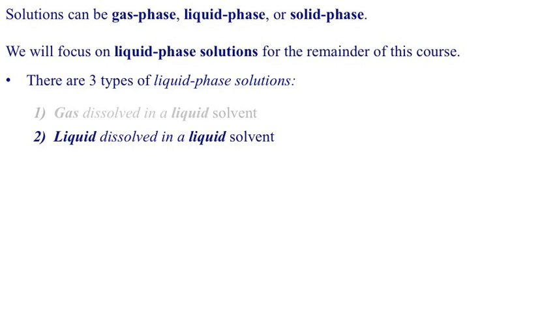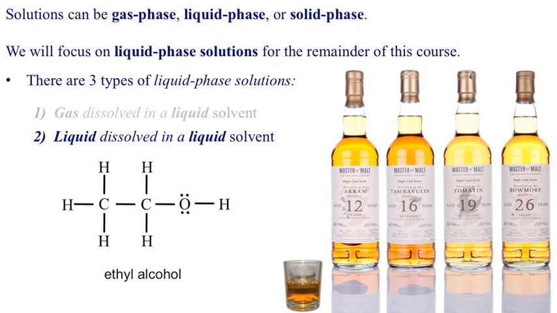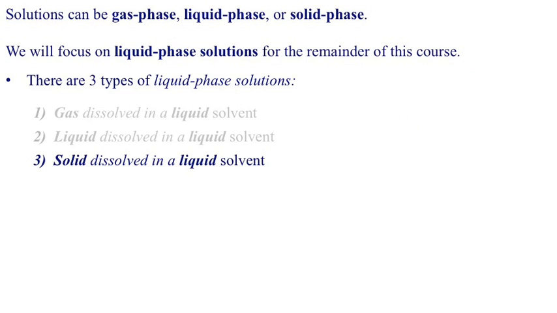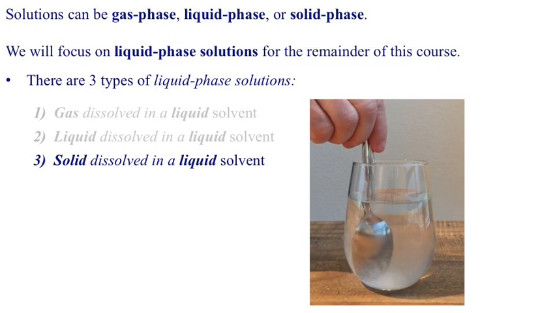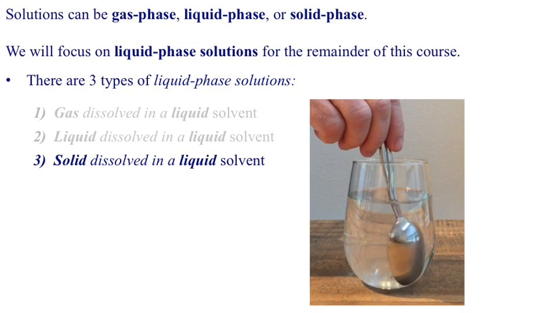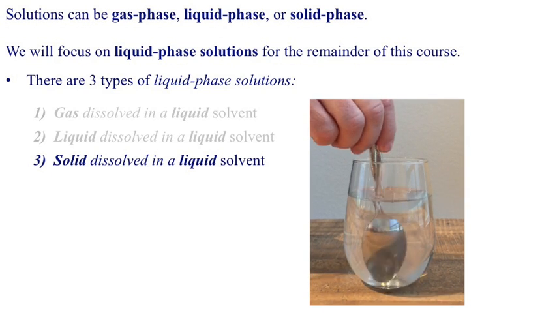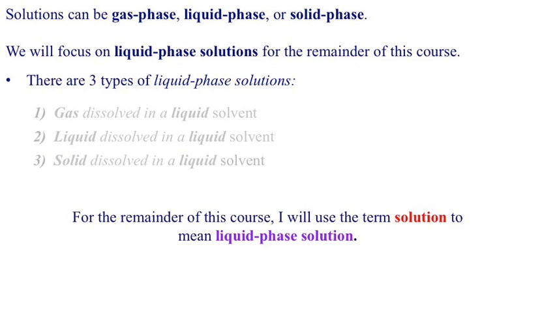An example of a liquid dissolved in a liquid solvent is ethyl alcohol dissolved in water. This is the basis of adult beverages. An example of a solid solute dissolved in a liquid solvent is table salt, sodium chloride, or table sugar, sucrose molecules, dissolved in water. Most of the solutions used in biological applications, such as in biomedical analytical labs and research labs, are liquid phase solutions. For the remainder of this course, I'll use the term solution to mean liquid phase solution.